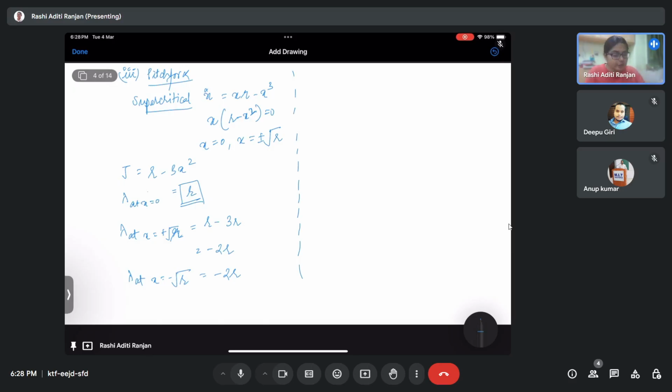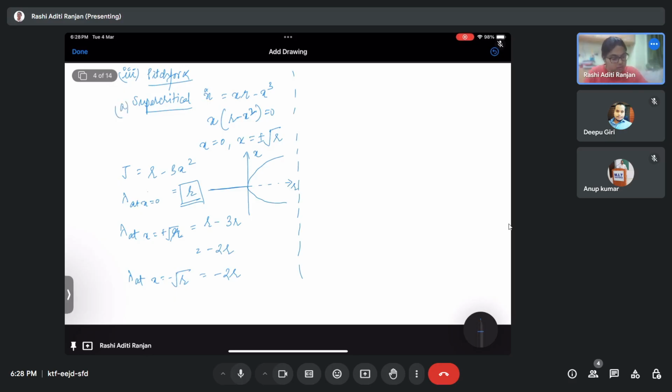So if I now try to plot it, it will be something like this. This will be my r axis, this will be my x axis, and this is stable, stable, stable, and this becomes unstable. Okay, so this is nothing but my supercritical pitchfork bifurcation.